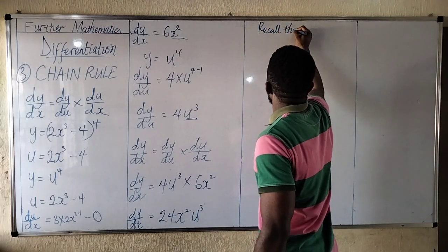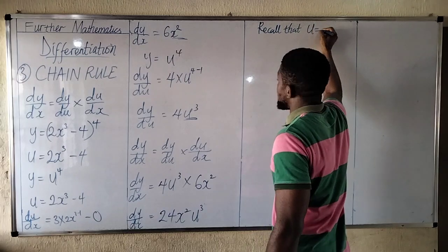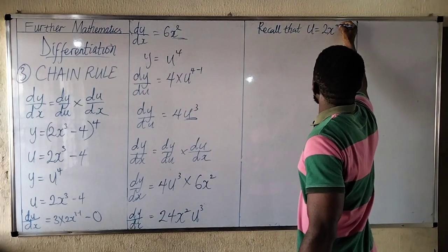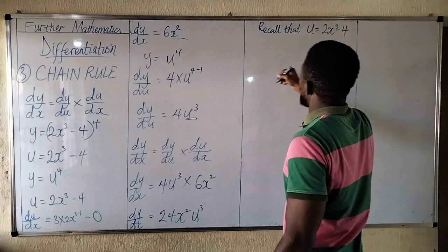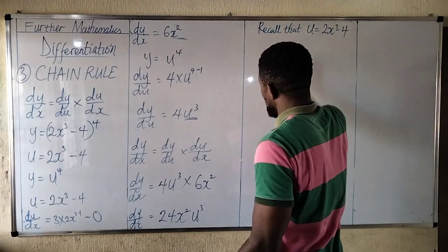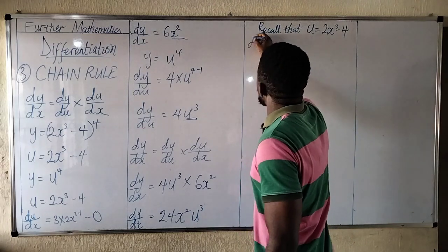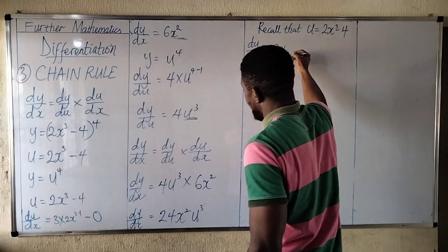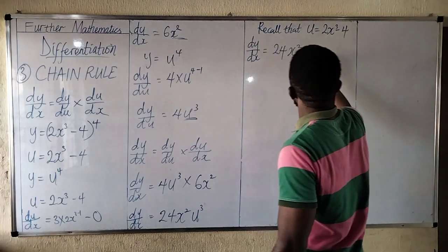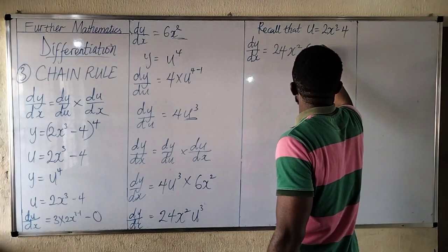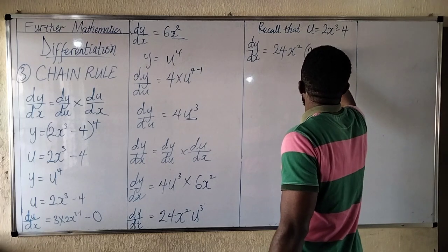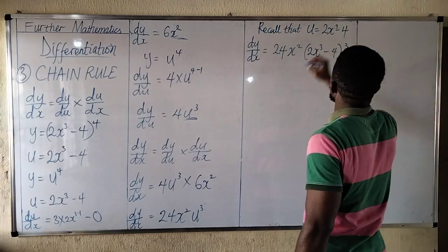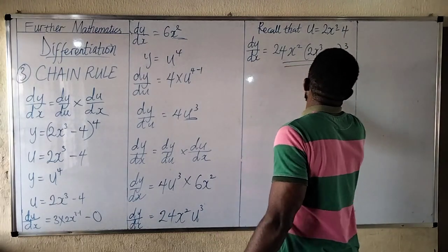Alright, recall that we substitute u is equal to 2x cubed minus 4. Well, we are going to put the value for u here now. It will now be dy over dx equal to 24x squared. What is the value of u now? We put it inside a bracket: 2x cubed minus 4. What is the power? The power here is now 3. So this becomes our answer.